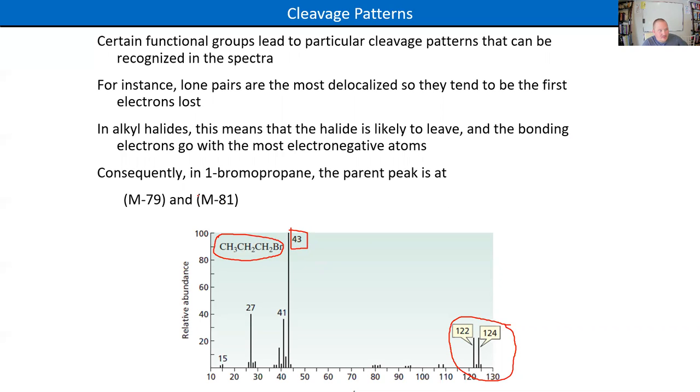So that winds up being true of more than just bromine. You see that with chlorine, and with iodine as well. Iodine is really distinctive because it only has one isotope, but it's really, really big, right? What's the mass of iodine? It's 127. So if you have a really big molecule and there's nothing below the molecular ion for 127 units, odds are you're going to have a peak at M, and then a peak at M minus 127. And that's probably going to be your biggest peak. That's a really good clue that you had iodine present.